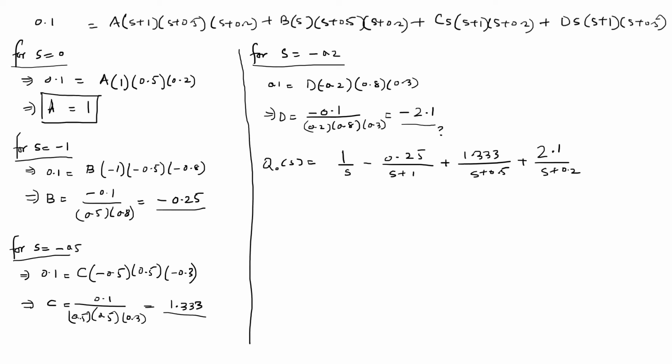And now you can take the inverse Laplace transform, and that is going to give you Q out in the time domain, which is what we are interested in, equal to 1 minus 0.25 e raised to power minus t, and then plus 1.333 e raised to power minus 0.5t, and if I'm not wrong, I've used a plus sign over here. Actually this is a minus sign, so with a minus 2.1 e raised to power minus 0.2t.